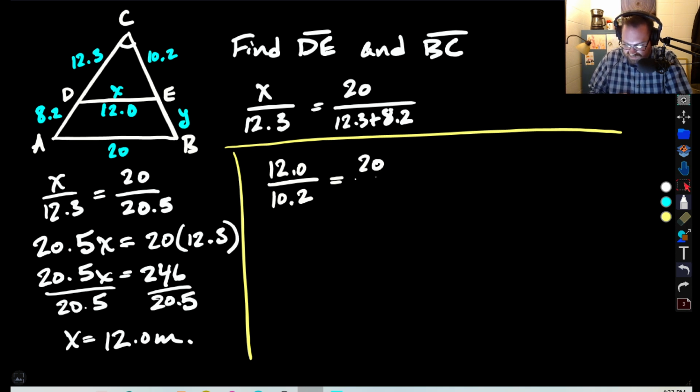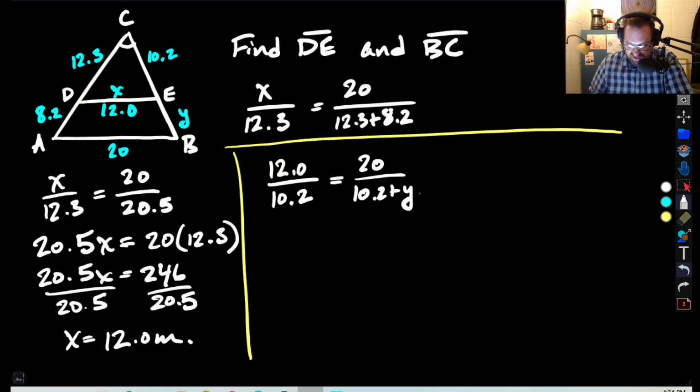set it equal to, the corresponding piece would be the 20 divided by, and again, the order does matter here, okay? If I do the bottom to the side, I need to do bottom to the side on the other one as well. So the whole large side on this one is actually 10.2 plus y. Let me draw that a little bit cleaner. 10.2 plus y. There it is.